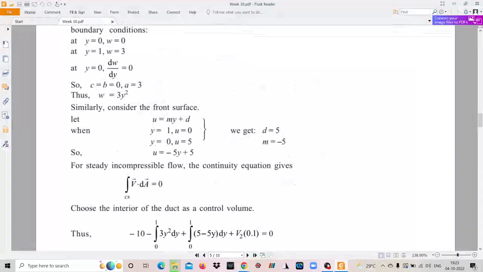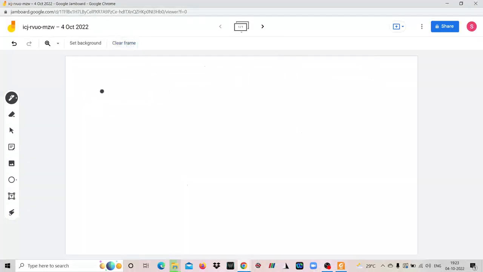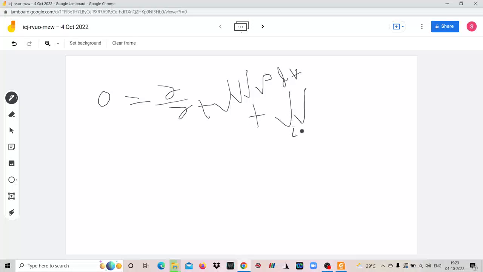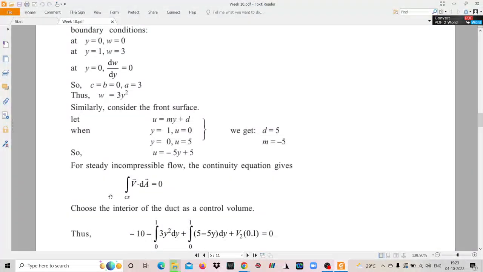And how are you getting this form? This is the differential form, and you get the integral form from the Reynolds transport theorem. It is del by del t of the triple integral of rho dv plus the double integral over the control surface of rho v dot dA. Now if it is steady, this part is 0. If it is incompressible, rho will come out, so we are left with only the area integral of v dot dA over the control surface equal to 0. So we get this from the Reynolds transport theorem.